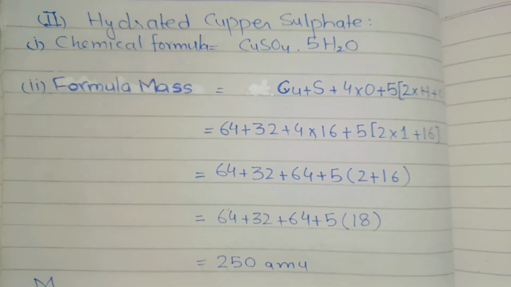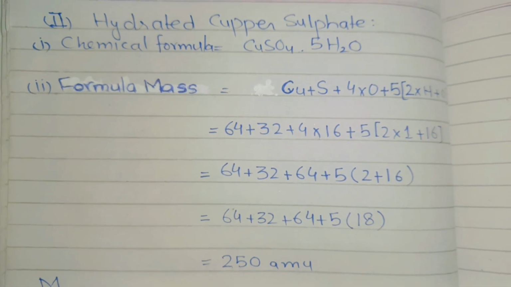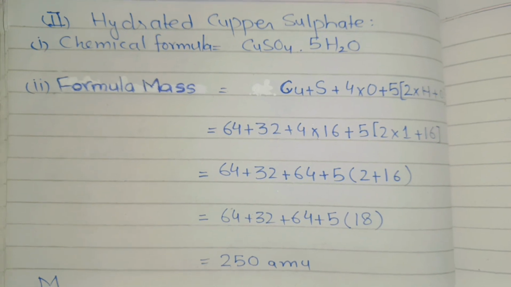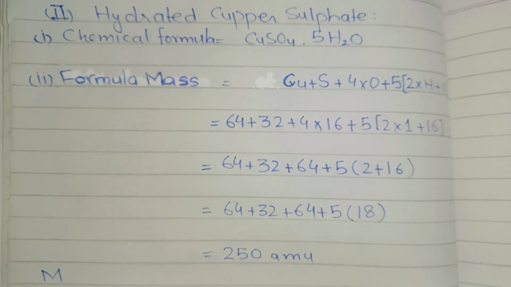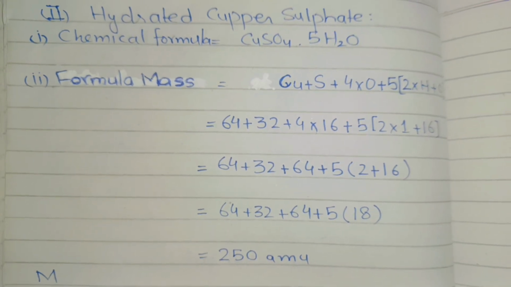You have to sum up the atomic masses of all the atoms constituting the hydrated copper sulfate. So atomic mass of copper is 64, sulfur is 32, oxygen 16, hydrogen 1 and then oxygen 16.